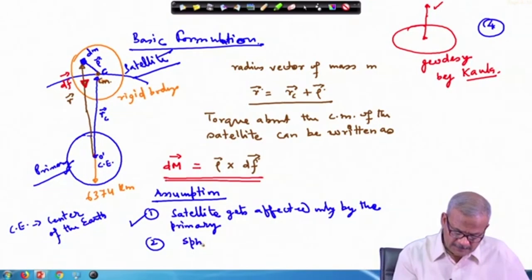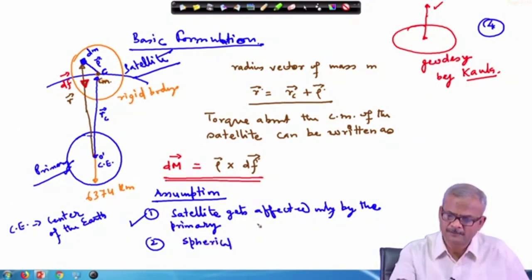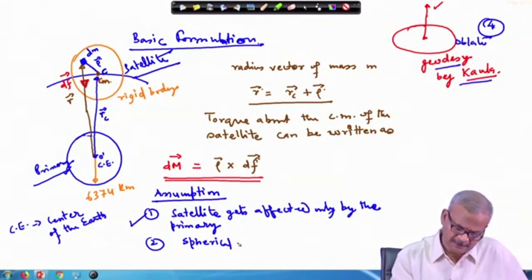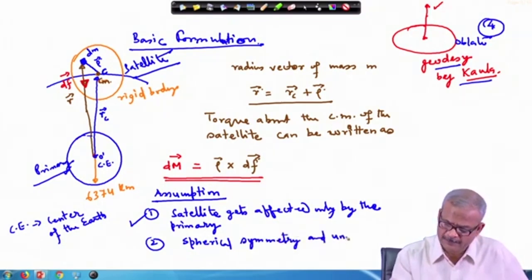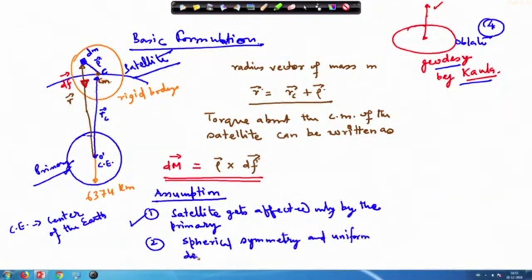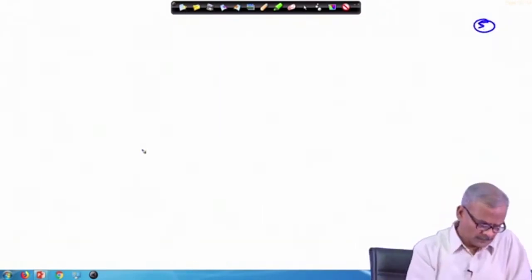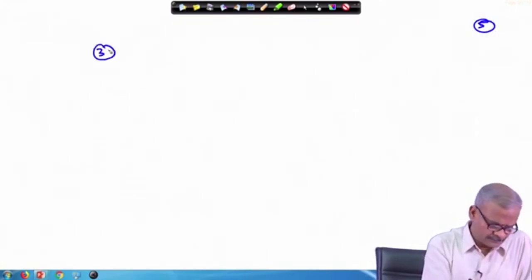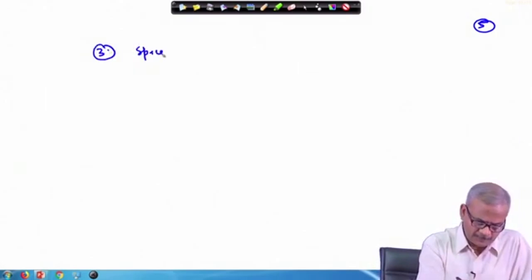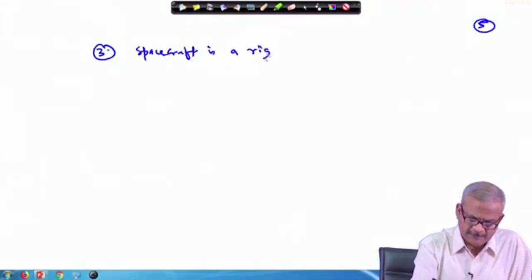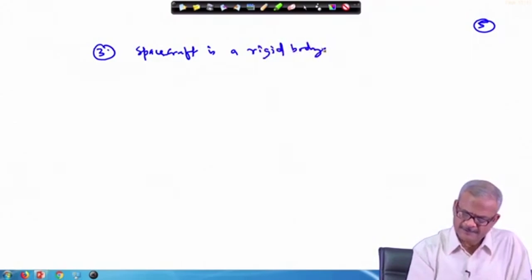So, here spherical symmetry is present; this is not the oblate case. For the oblate case, you have to look into the book on geodesy by Kaula. So, spherical symmetry and uniform density. Then the spacecraft, or the satellite, is a rigid body. We are not discussing it for the flexible case.